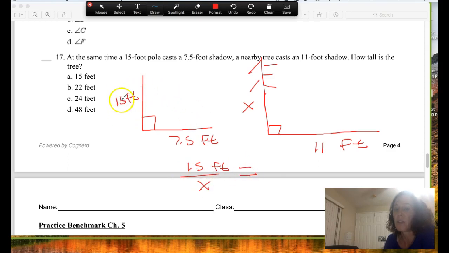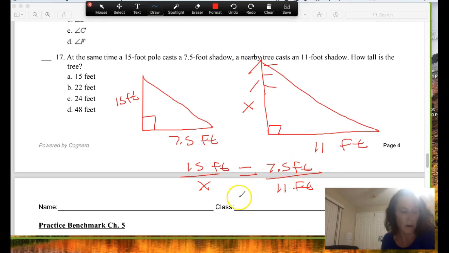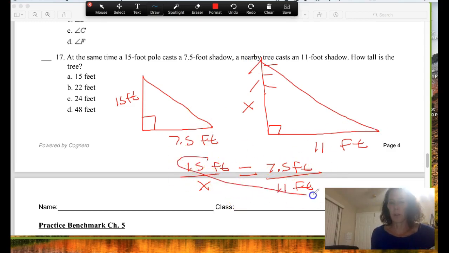As if I start here with this triangle and I go here to this triangle, once again I start here with this triangle or this perpendicular line, I'm going to go 7.5 feet to 11 feet. And I didn't actually make them triangles, but you can make them right triangles if you want. Like that. All right, so let's go ahead and solve this proportion. I'm going to cross multiply. And I'm going to go 15 feet times 11 feet.